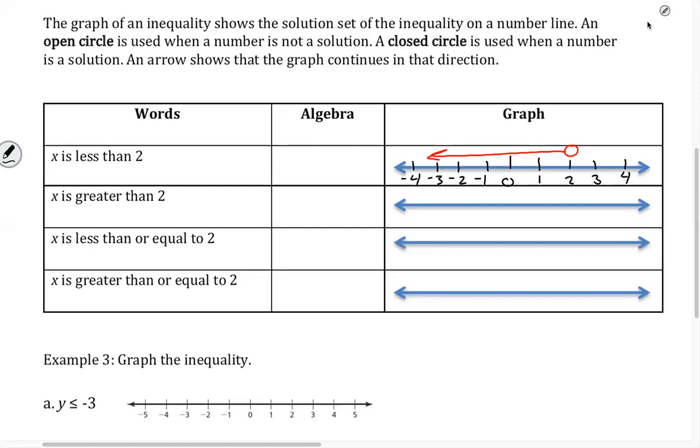X is greater than 2. Well, we're going to do the same type of thing. 0 is going to go in the middle. 1, 2, 3, 4. -1, -2, -3, -4. So for greater than, I'm going to have my open circle at 2, and I'm going to shade towards the right because I'm eating the x. X is less than or equal to 2.